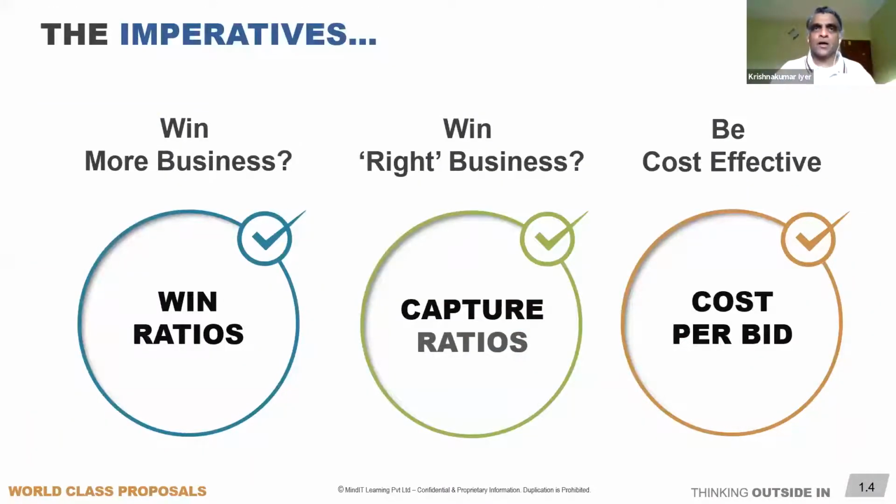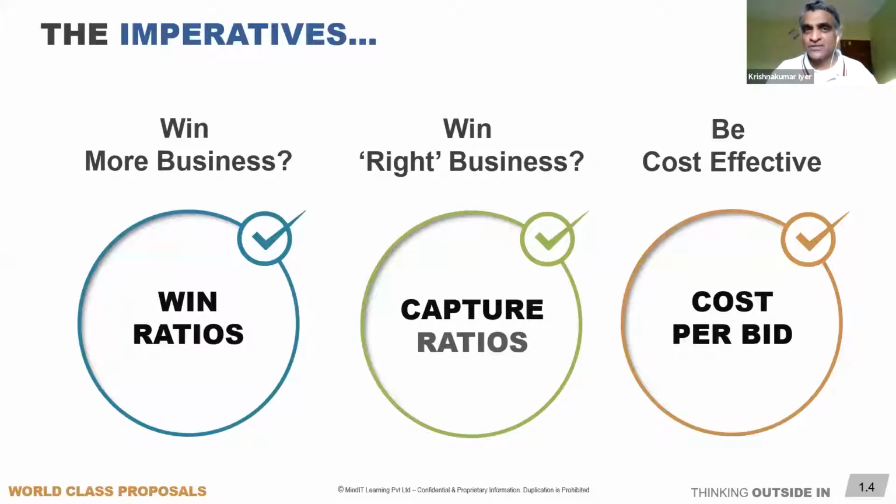Very quickly, when you have a function which is putting together proposals, you always need to be concerned about win ratios. What are win ratios? Number of proposals won to number of proposals submitted. I submitted 10 proposals, I won 3. Win ratio is 30%. What is capture ratio? It's the same, but now in value. So I submitted 10 proposals worth 100 rupees, and the value of the proposals that I won was worth 60 rupees. So your capture ratio is 60%.